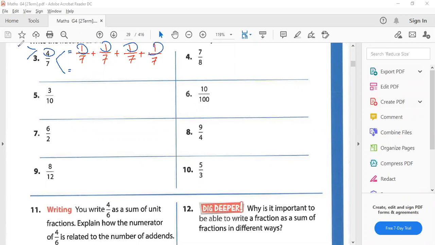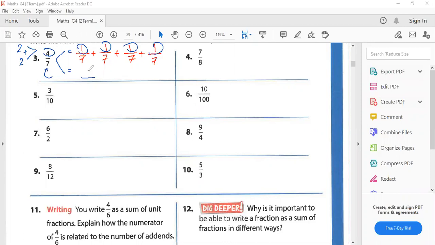Okay. You can make this 4 as 2 plus 2, right? Yes. Or 3 plus 1, no problem. Anything would be correct. But the most important thing that you will check is that the sum of the two fractions gives us the same number, the same fraction.